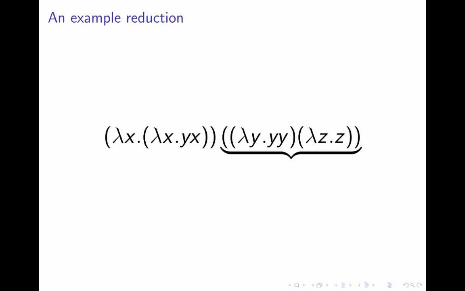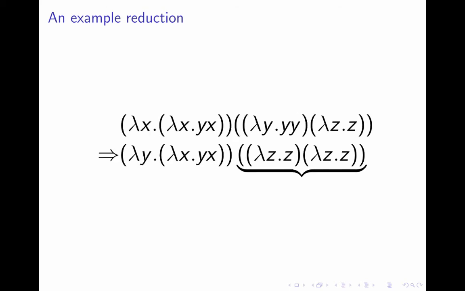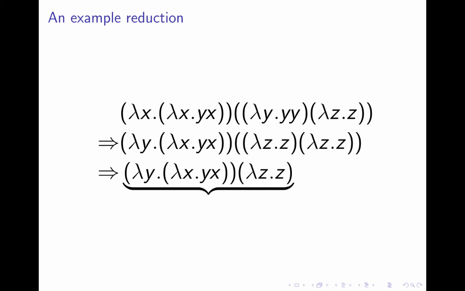Let's have an example to see what's going on. Here's a lambda expression, lambda x dot lambda x dot y x, and lambda y dot y dot, sorry, lambda z dot z. And let's try to reduce that. The brackets show that we can reduce here. This is an application. We can use beta reduction, and we get that. We have replaced y by lambda z dot z. So we got that. And we can reduce that again using beta reduction. And that's what we get.